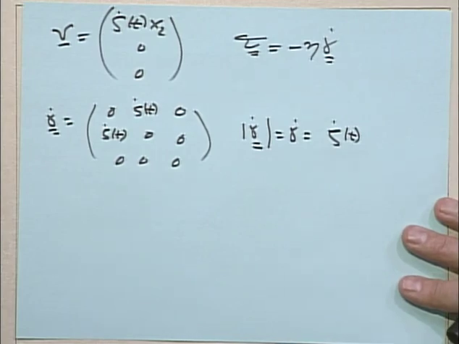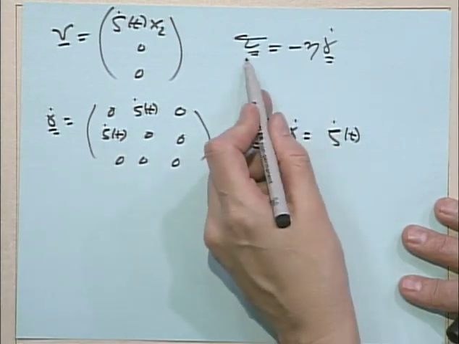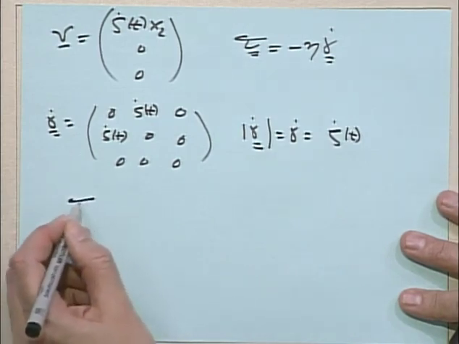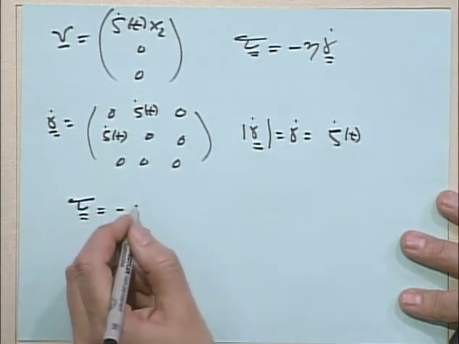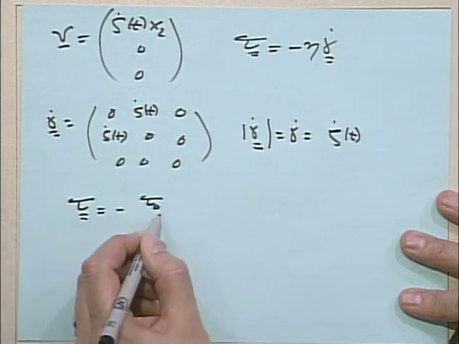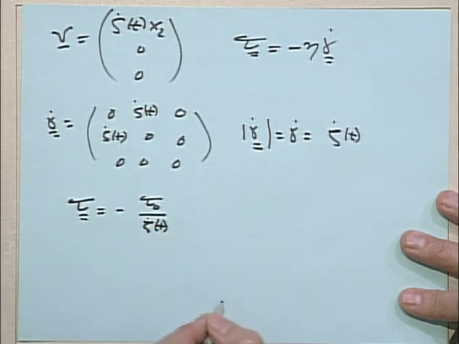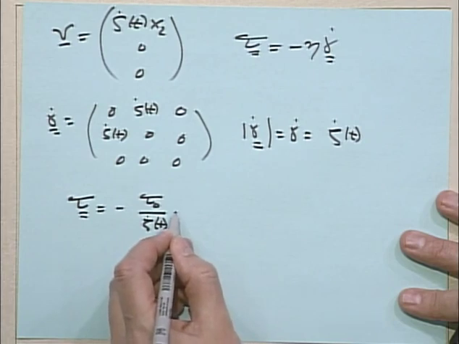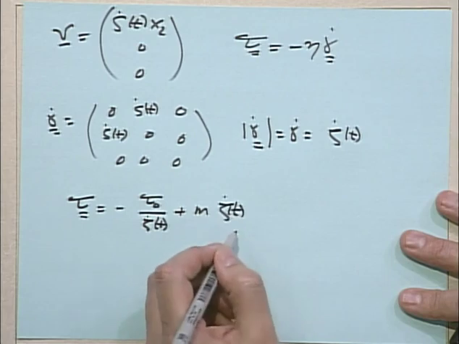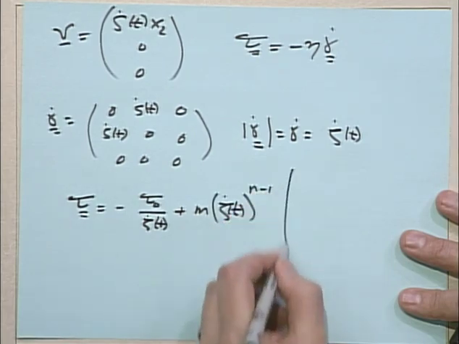Okay? So now, in order to get the stress tensor, we're going to need that eta function. So we've got tau equals minus, and then we just copy it from the text. It says tau naught over the magnitude of the rate of deformation tensor plus m gamma dot of t to the n minus 1 times gamma dot the tensor.